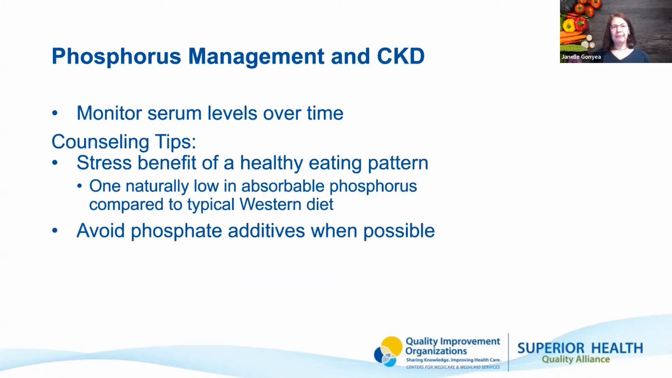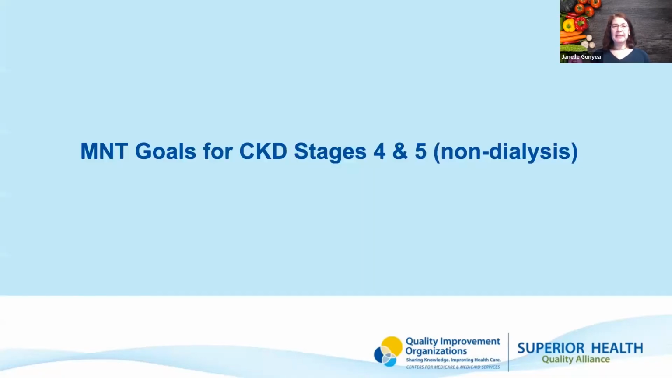Next, please. To monitor how they do over time, we check their serum levels and just continue to address that healthy eating pattern, because if it is more plant-based and non-packaged foods, it's just going to have a lot less phosphorus that's absorbable to begin with. And then when they do eat packaged foods, help them read the labels so that they can avoid those phosphate additives. Next, please. Moving on to stages 4 through 5, this would be the non-dialysis population in stage 5.